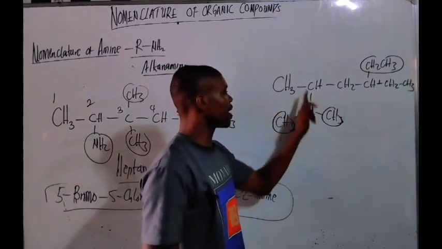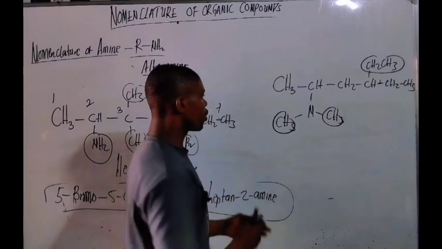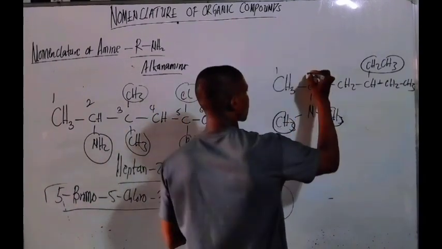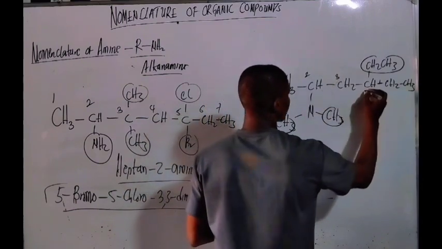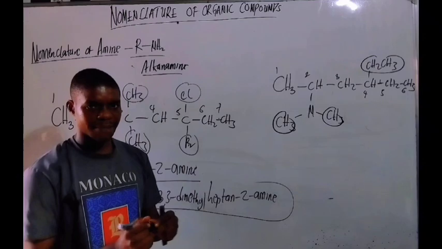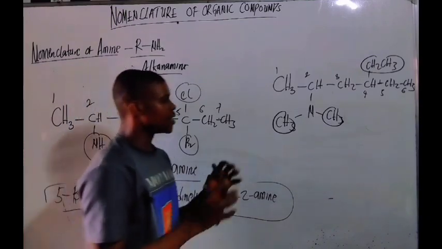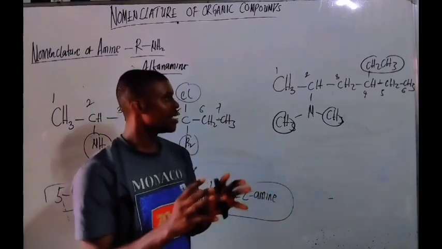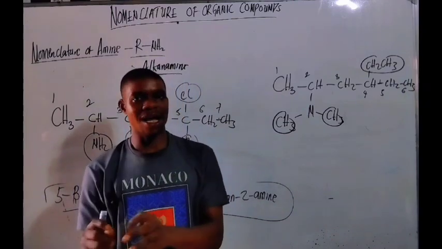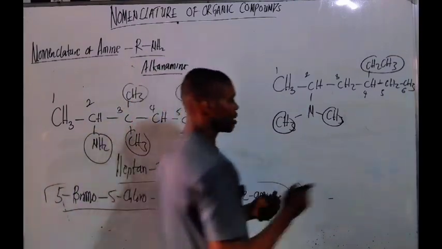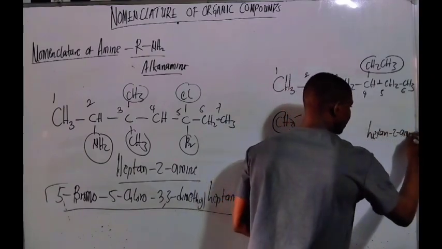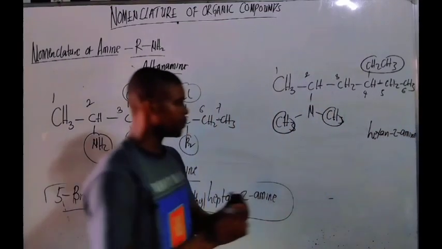Remember, this nitrogen must have the lowest possible number, so you are going to start numbering from here: 1, 2, 3, 4, 5, and 6. Now, the parent name is called hexa-2-amine. Check it very well. Hexa-2-amine, right? That is the parent name.